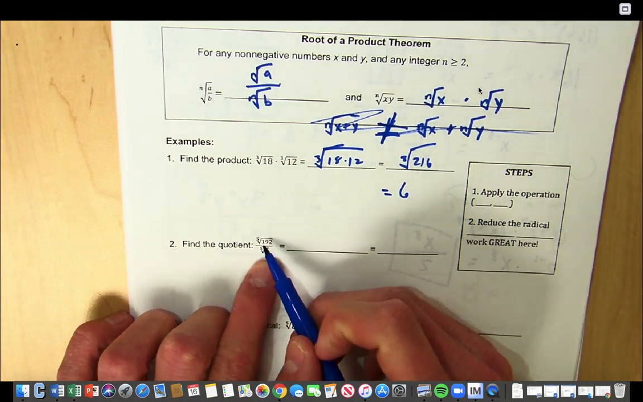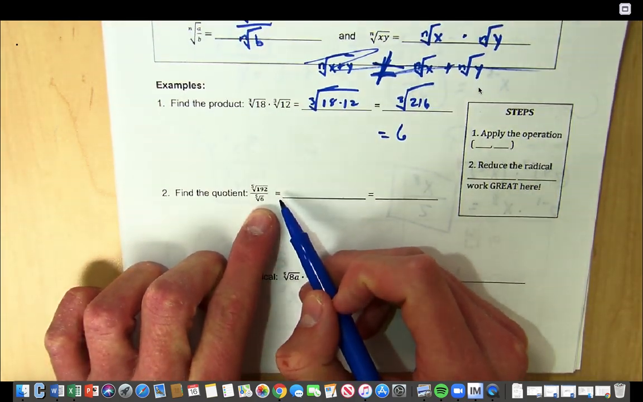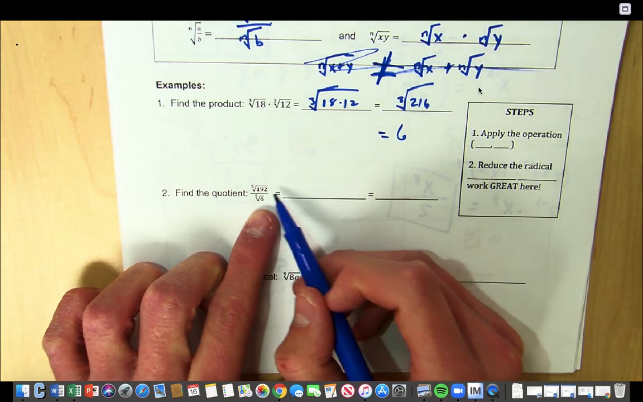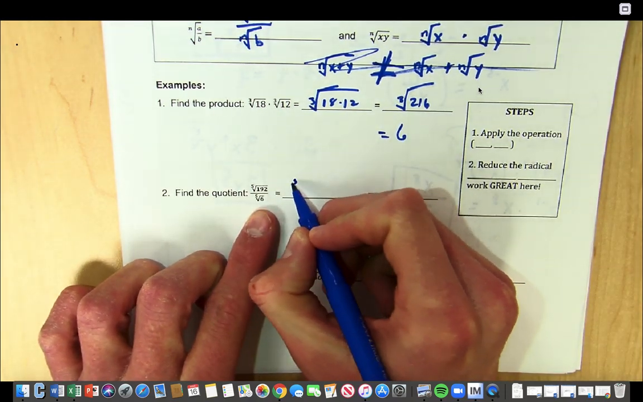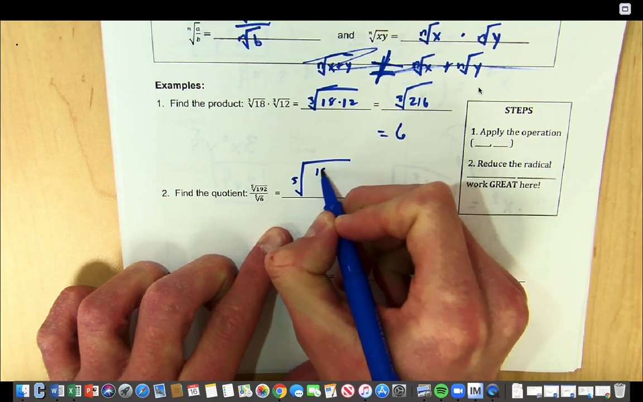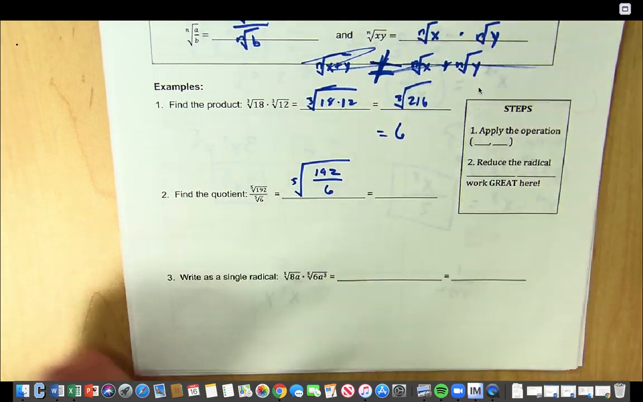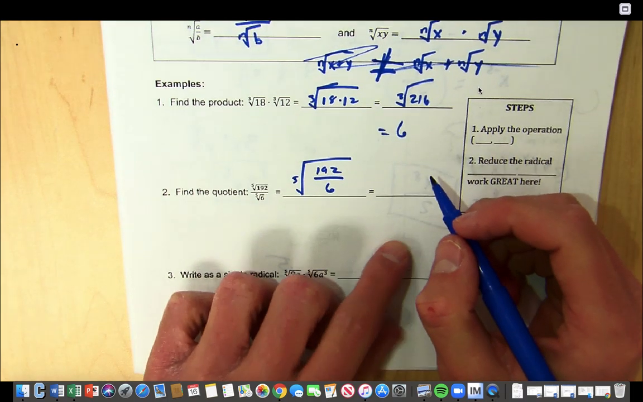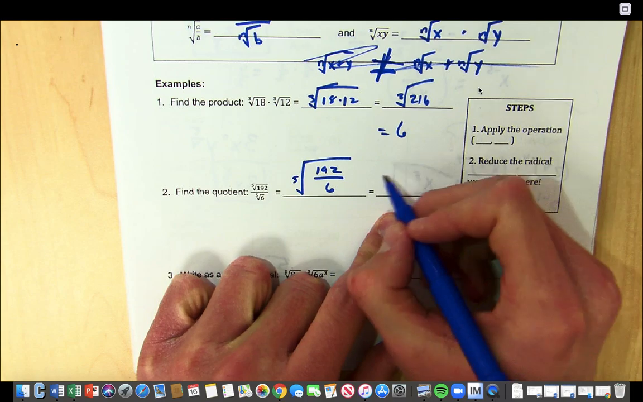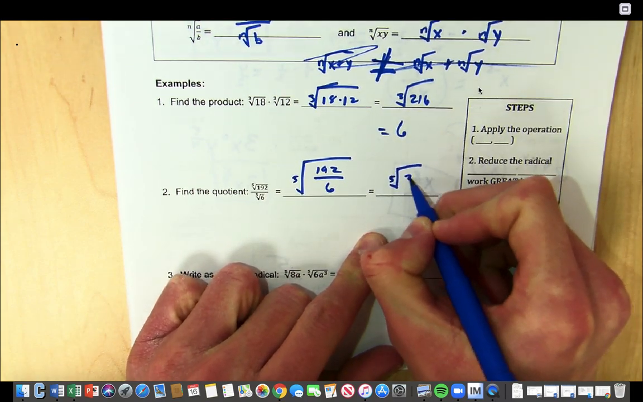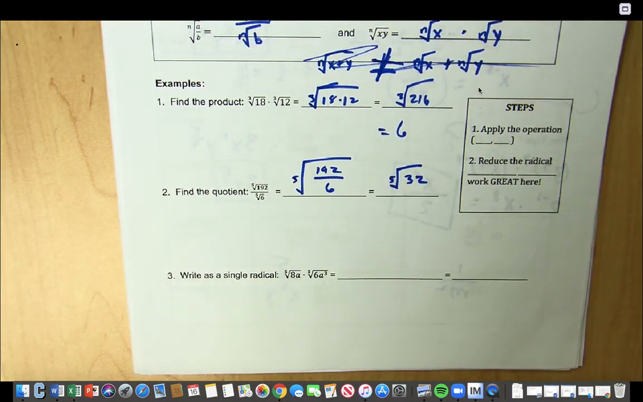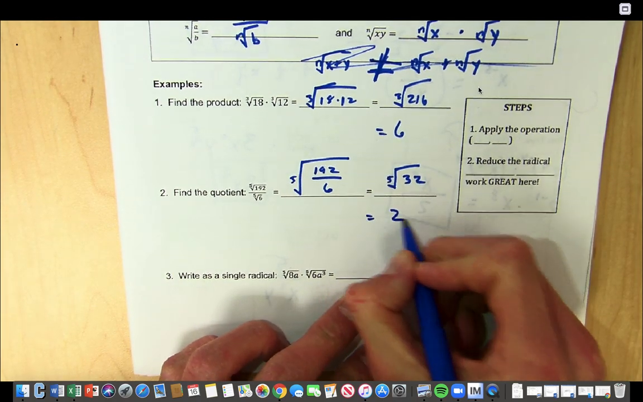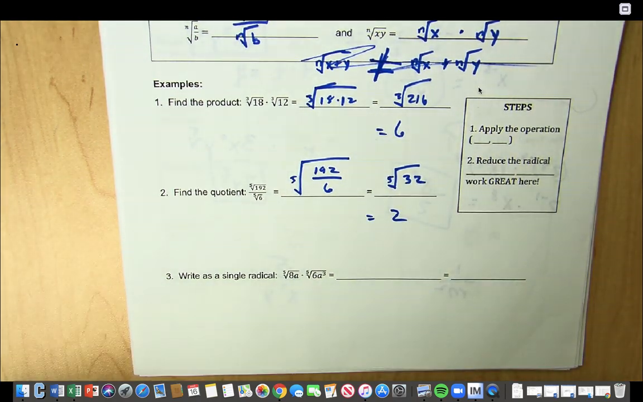So you have the 5th root of 192 over the 5th root of 6. Well, neither one of those are perfect 5th roots. So what you can try to do is just take the 5th root of whatever 192 divided by 6 is. Just do it once. And 192 divided by 6 is 32. And then the 5th root of 32 is 2, because 2 times 2 times 2 times 2 times 2 gets you 32.